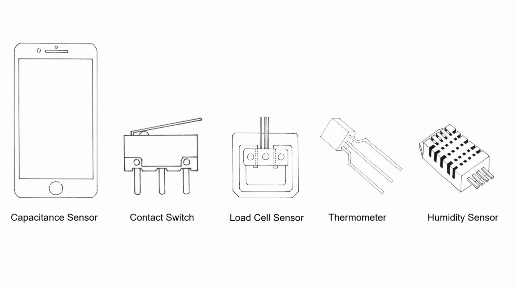Capacitance sensors, like those on smartphones, are able to sense touch along a surface. Contact switches are binary sensors that sense simple touch. Load cell sensors measure mass. Thermometers and humidity sensors approximate temperature experience like the cold and heat thermoreceptors in the human body.